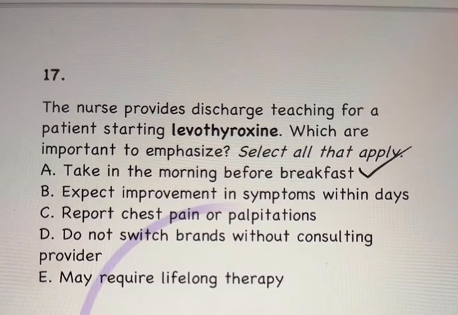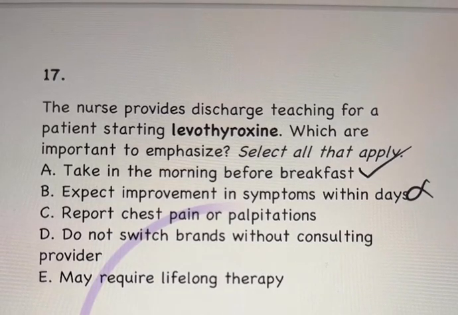Can we expect improvement in symptoms within days? How long does it take to act? Yes, 4 to 6 weeks. It can be different, but basically four to 6 weeks. So we can't expect improvement in symptoms within days.